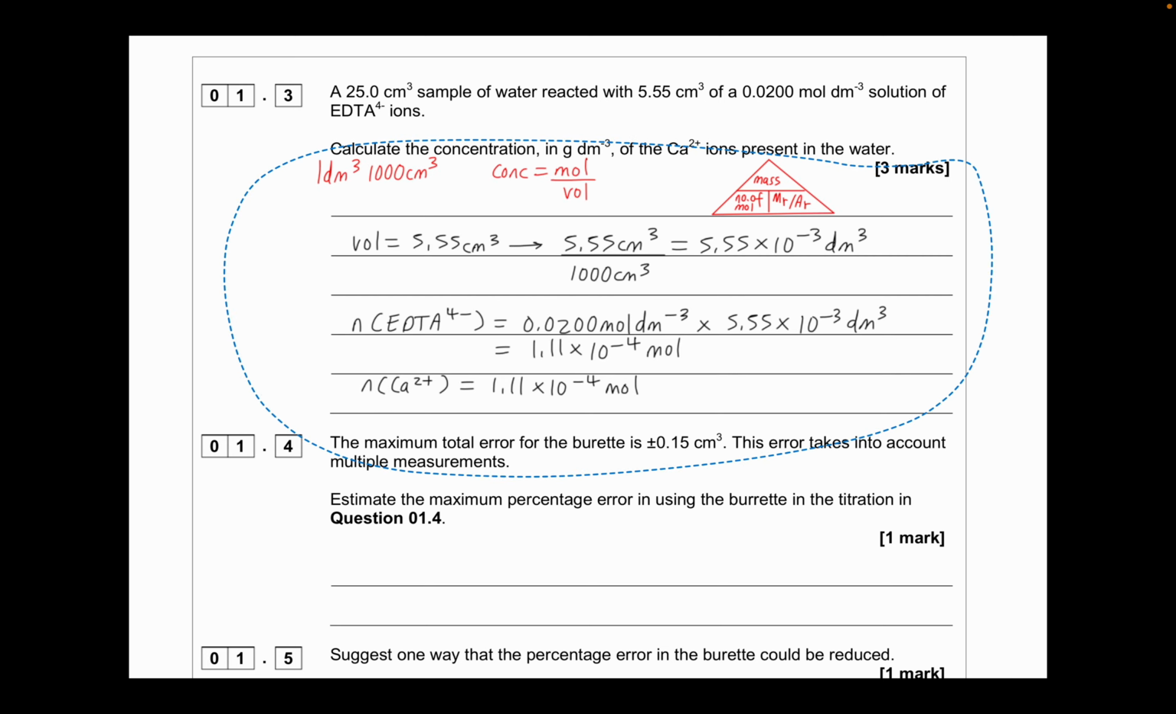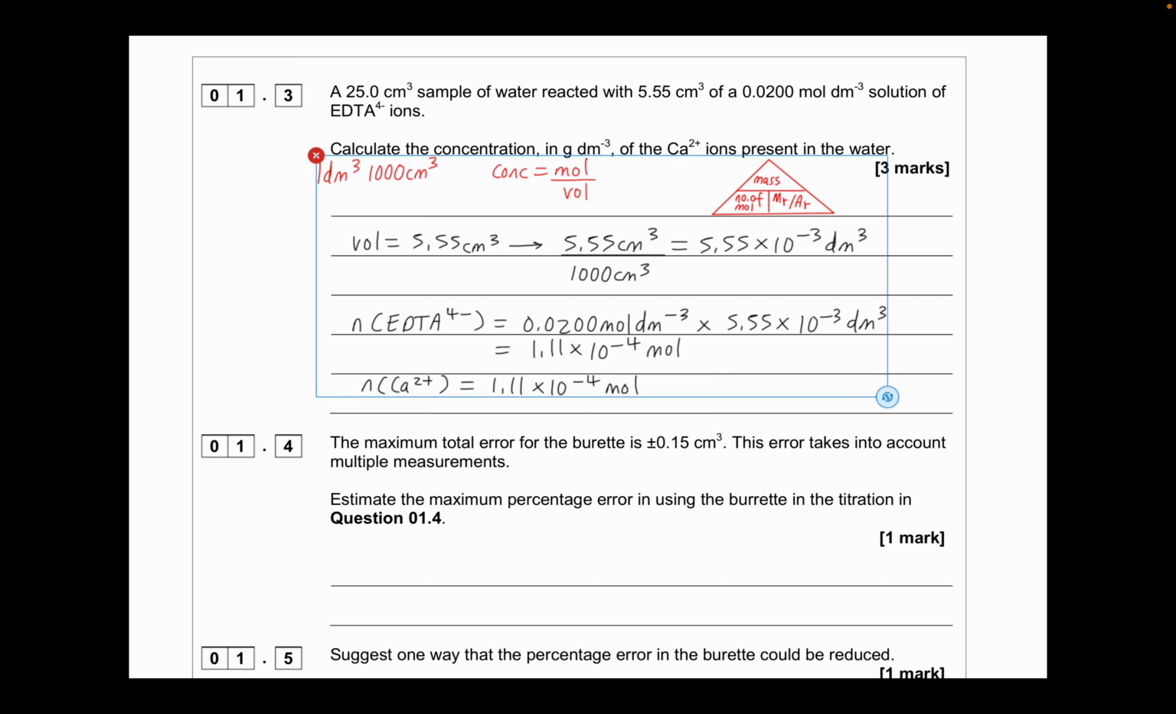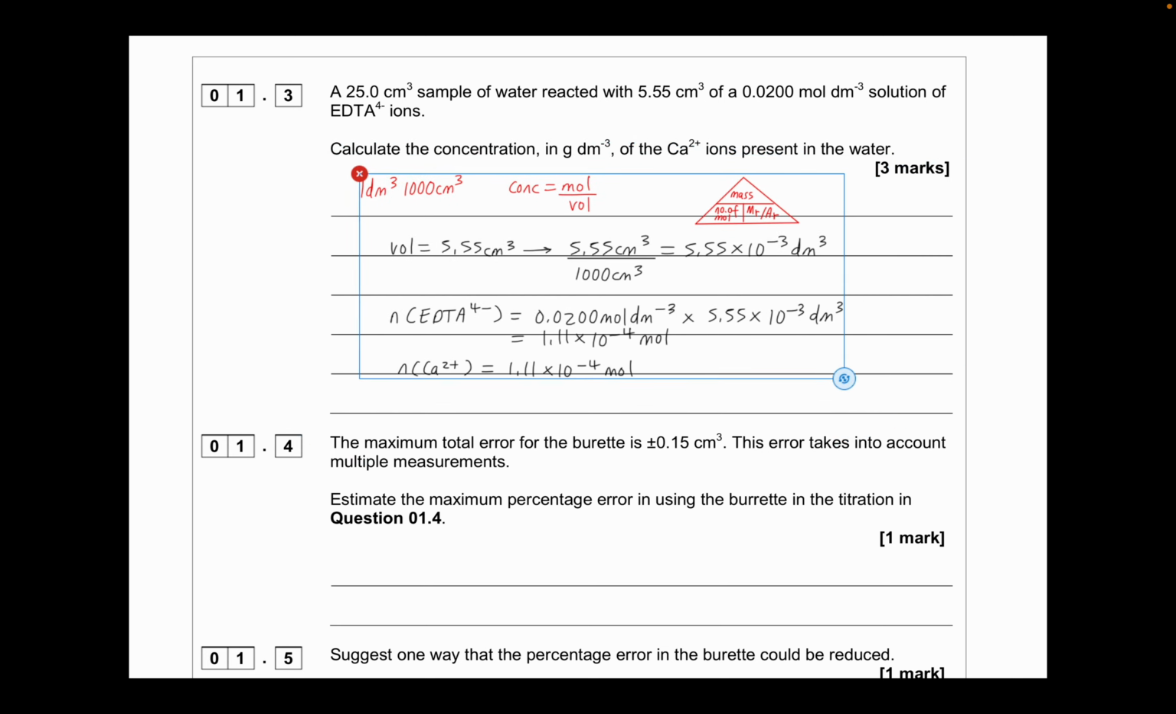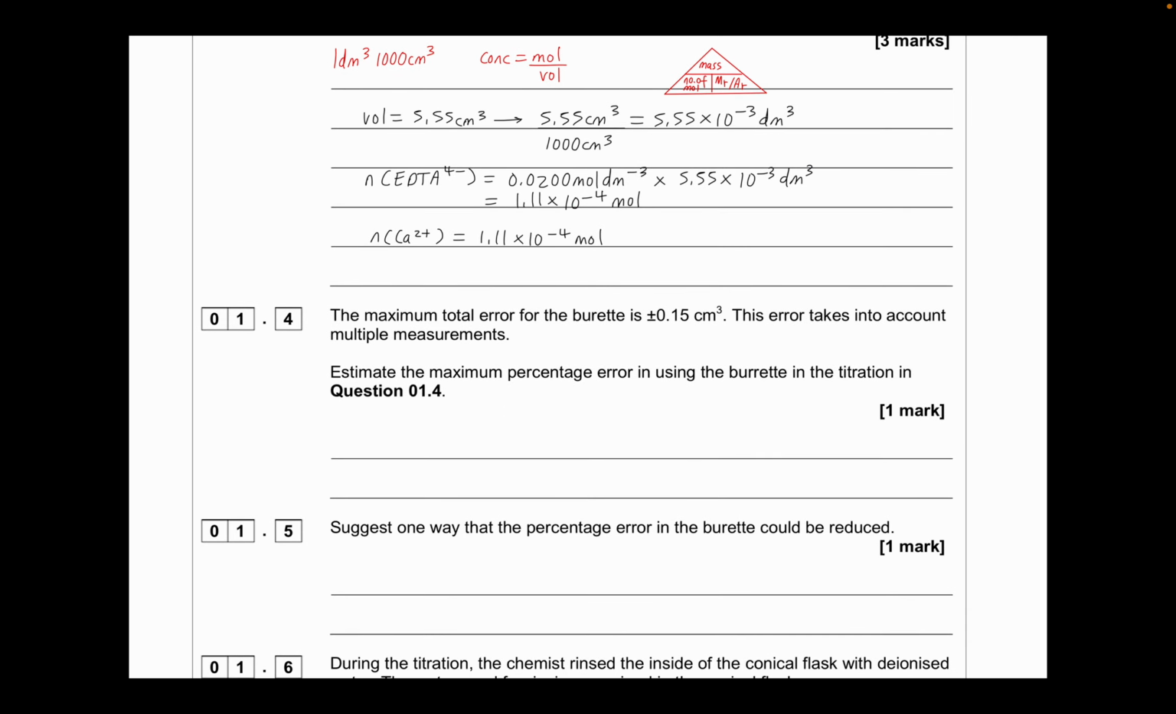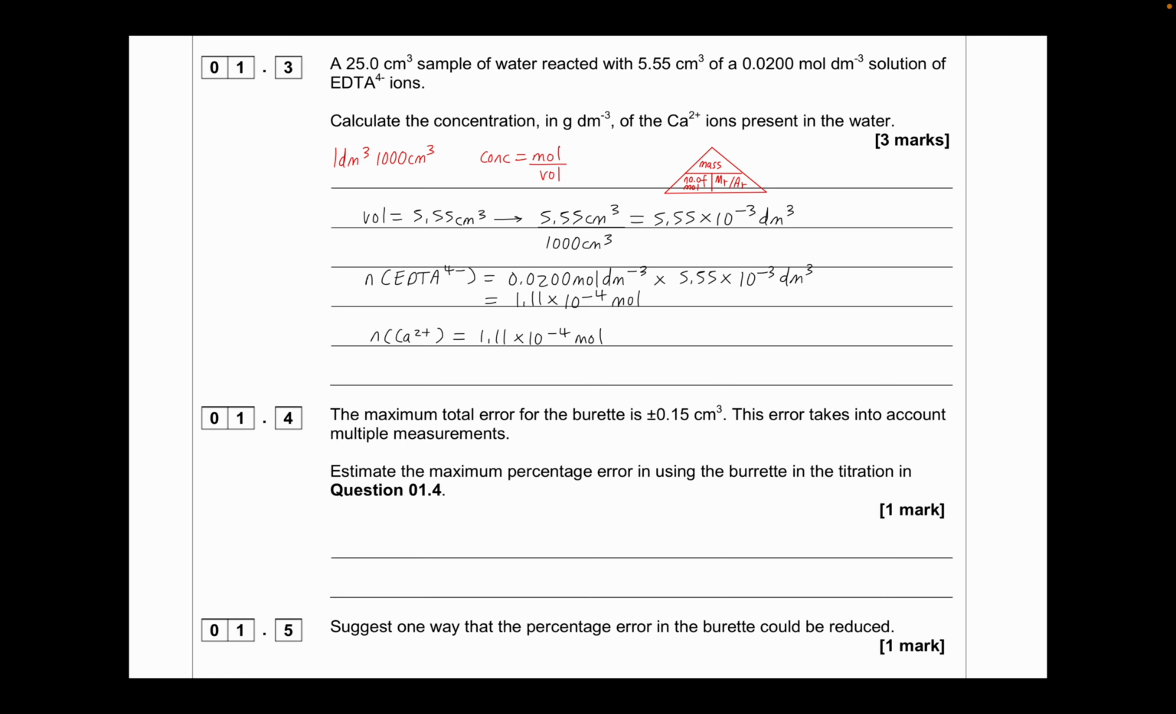So what you're going to do is resize this so that we can see all the steps and working. Okay. So now we're going to calculate the concentration of calcium ions. We're going to do it as the moles divided by the volume. The volume in this case of the calcium ions is 25.0 centimeter cubed. You're going to do 25 centimeter cubed divided by 1,000 to get it in terms of dm cubed. Really critical step that you guys do: 0.025 dm cubed.